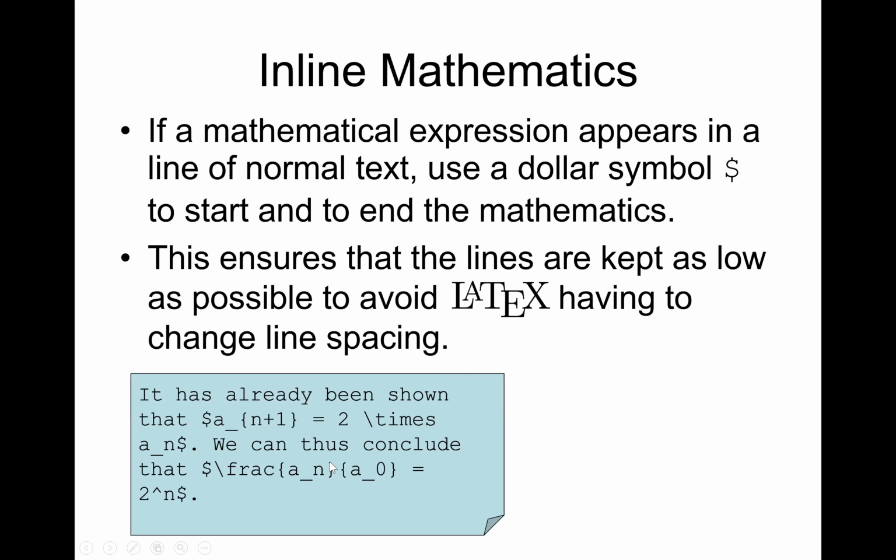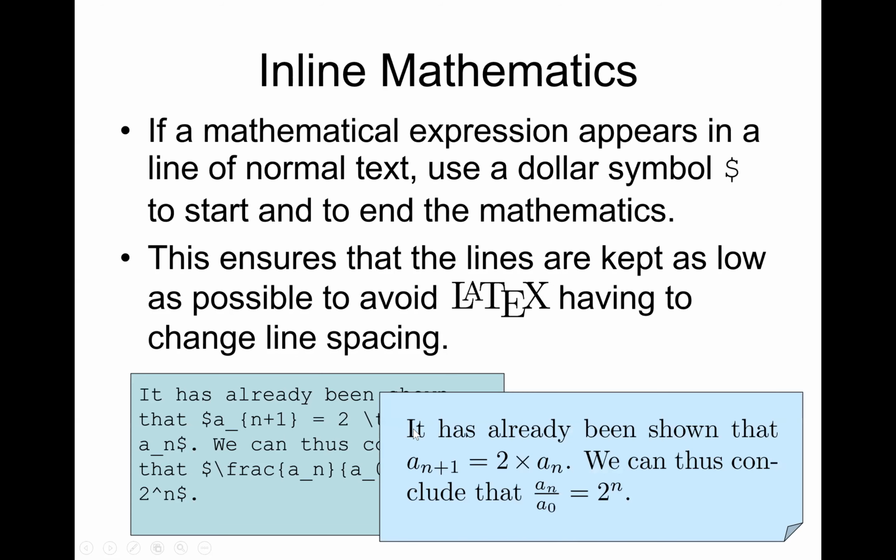And this is how the output will look like. It has been shown that a n plus 1 is equal to p times a n. To do that, it has put it right in the sentence without pushing the next line down, including something like double space between the second line and the first. We can also conclude that from this.